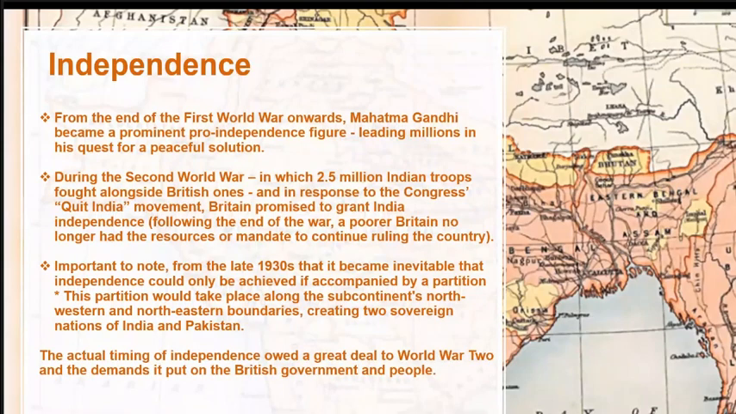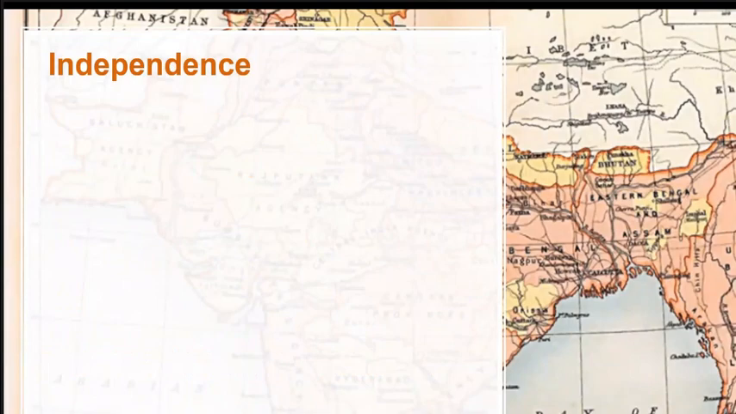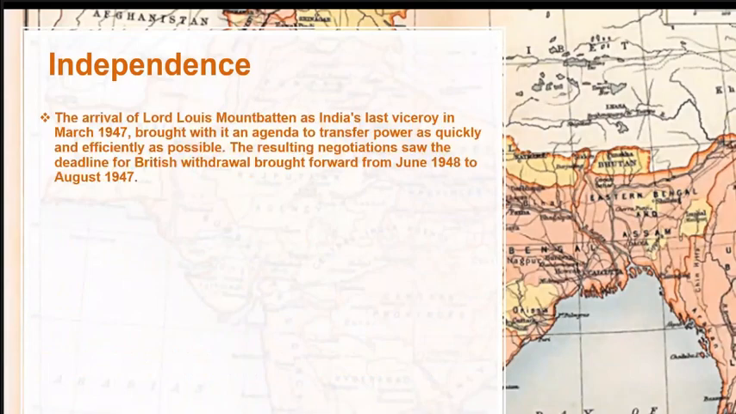So again, another point I'm making is the actual timing of independence owed a great deal to World War II and the demands it was putting on the British government and the people, and also obviously what was happening in India, because they were struggling themselves in terms of trying to get the partition that they also wanted. And interestingly, moving on, Lord Louis Mountbatten, a prominent figure in history, was India's last viceroy in March 1947.